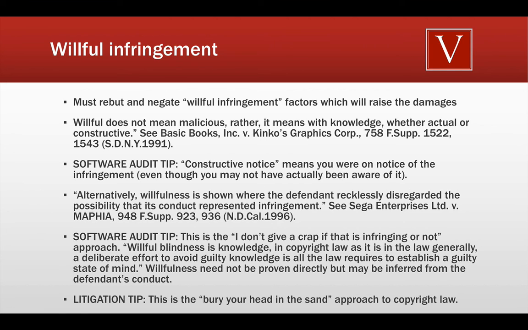Alternatively, willfulness is shown where the defendant recklessly disregarded the possibility that its conduct represented infringement. So if you have a reckless disregard, I don't know if we have a license, we have 3 departments and they're all sharing the software, and that's not up to me. They do that, and the IT guy should be overseeing that. It's none of my business. Those kinds of things are probably going to lead you more toward the willful infringement, which is going to lead you toward a higher damage award. Okay, so you have to be careful about that. Anyways, let's move to the next one.